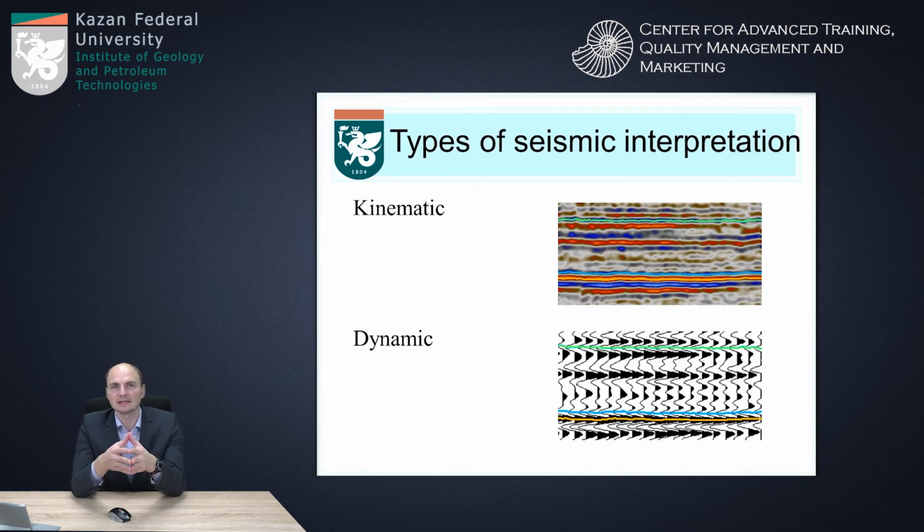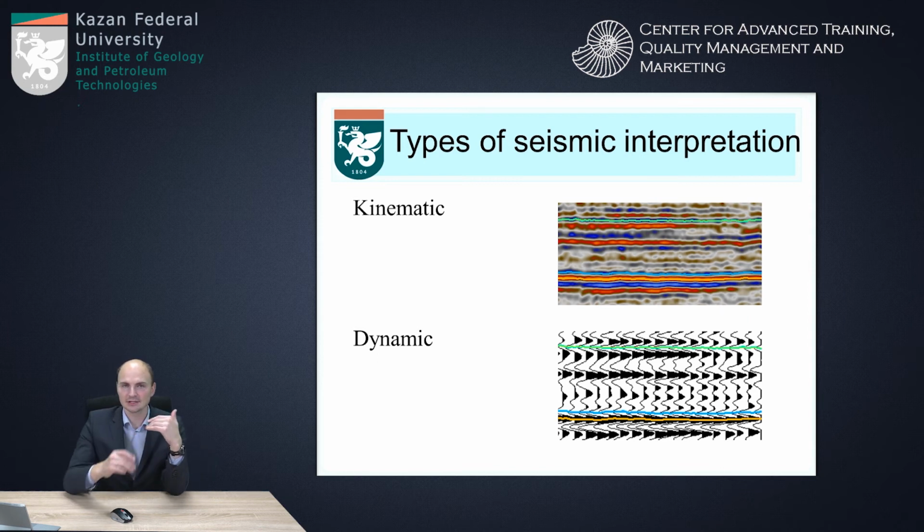There are two main types of interpretation: kinematic and dynamic. Kinematic interpretation gives us information about the geometry of the seismic lines. For example, we can trace a certain horizon and find out its geometry, whether it's uplifted or vice versa.